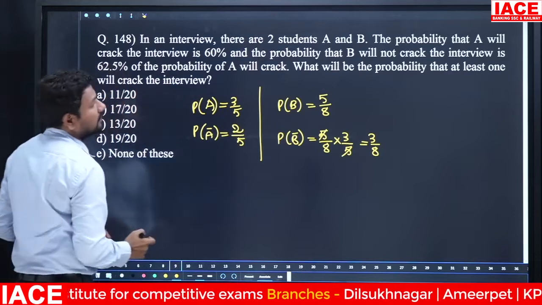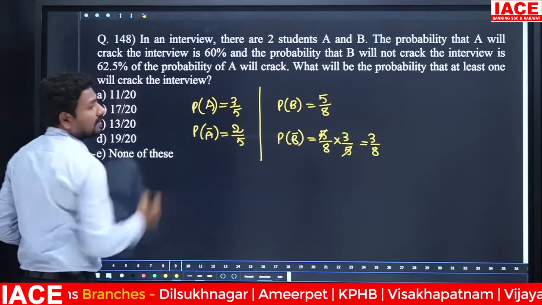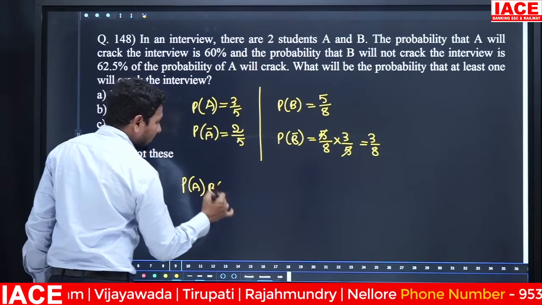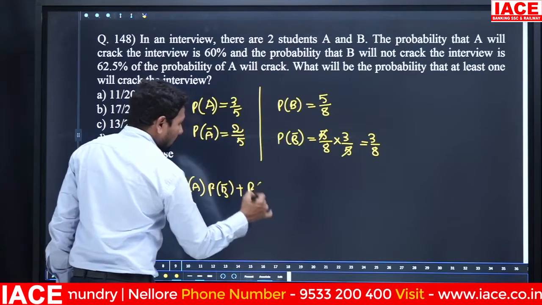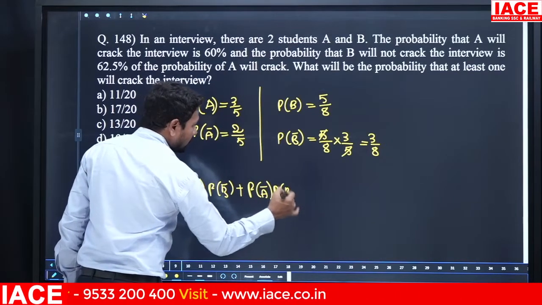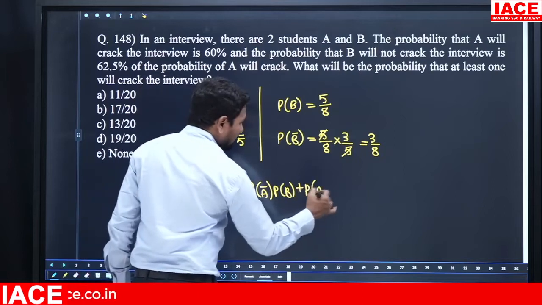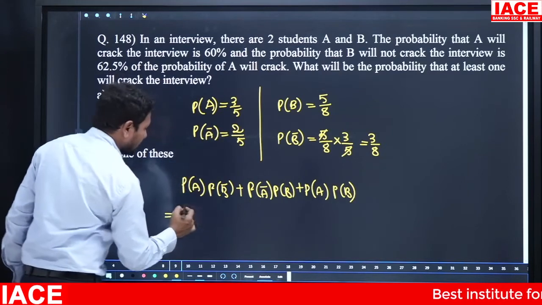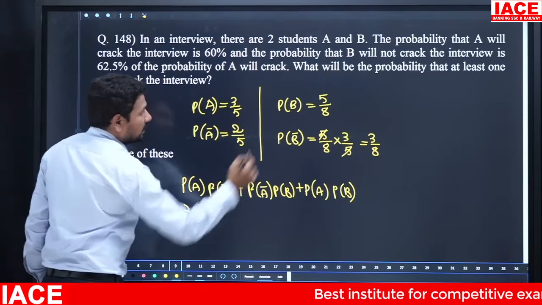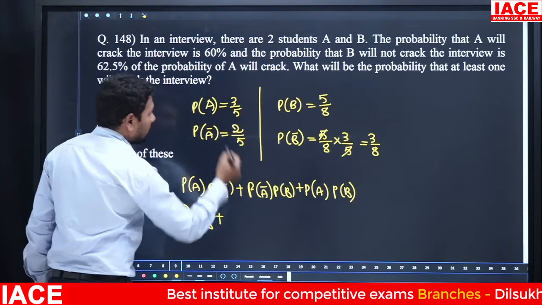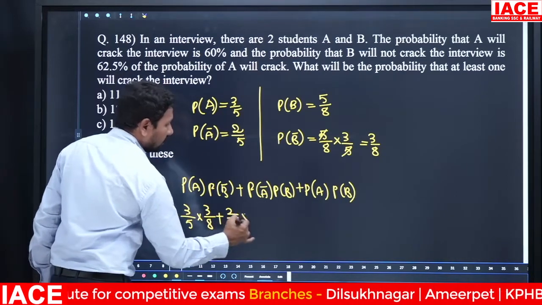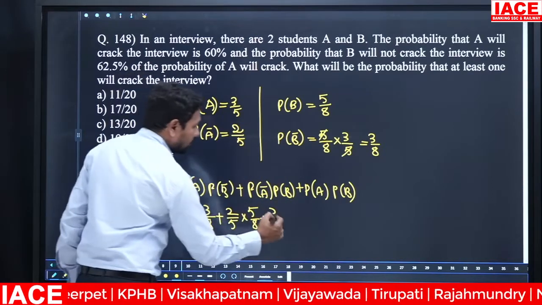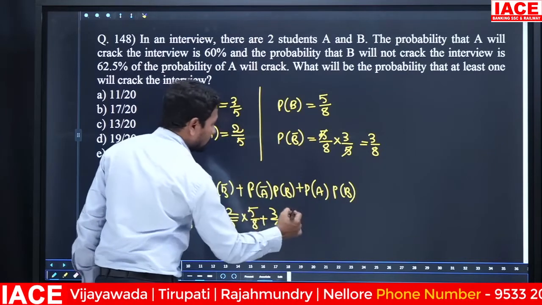Now coming to the question, what is the probability that at least one will crack the interview? At least one cracking means A cracks and B does not crack, or A does not crack and B cracks, or A cracks and B cracks. So probability of A, 3 by 5, into probability of B not, 3 by 8, plus probability of A not, 2 by 5, into probability of B, 5 by 8, plus probability of A, 3 by 5, into probability of B, 5 by 8.